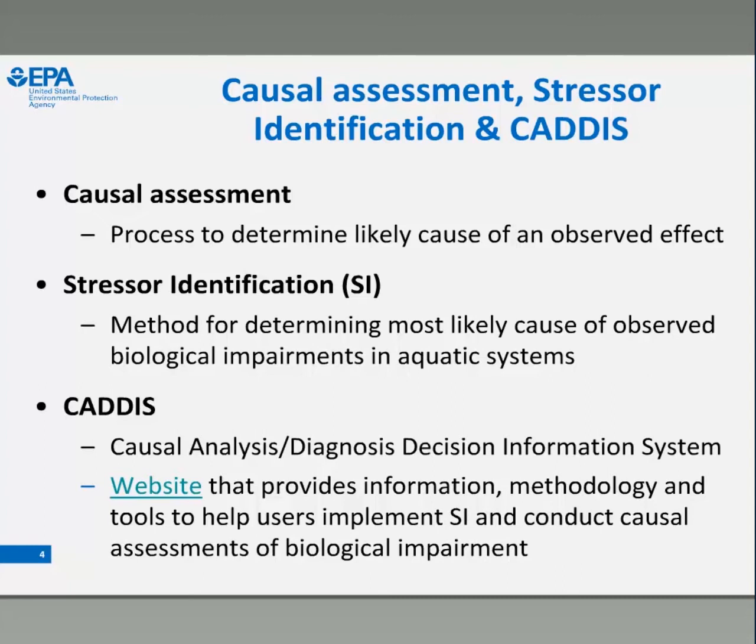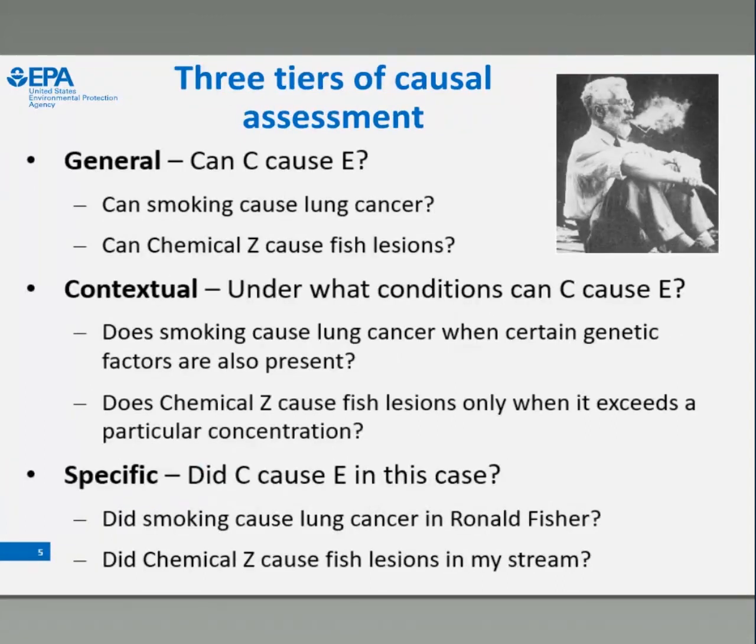I'll discuss the resources available on CADDIS a little later in the presentation, but it's first helpful to think a bit about causal assessment more conceptually. There are basically 3 different tiers of causal assessment. The first examines general causation, which is more theoretical in nature, and considers whether a specific cause, C, can result in a specific effect, E. For example, does or can smoking cause lung cancer in general? Does or can chemical Z cause lesions in fish?